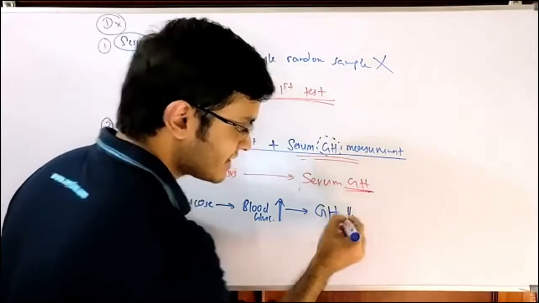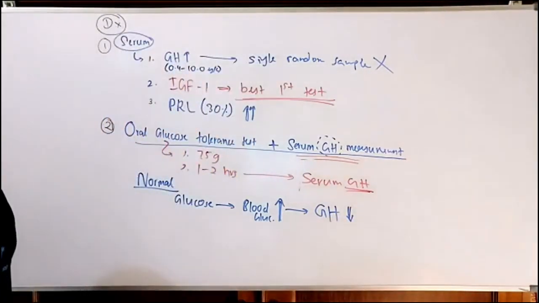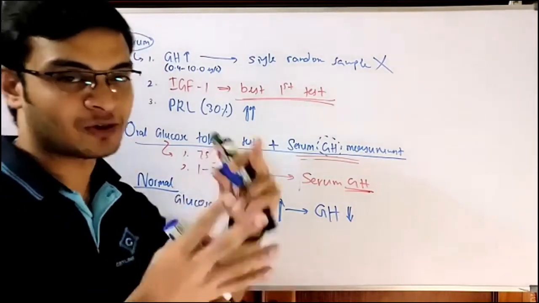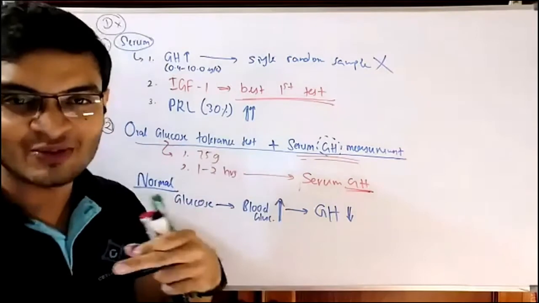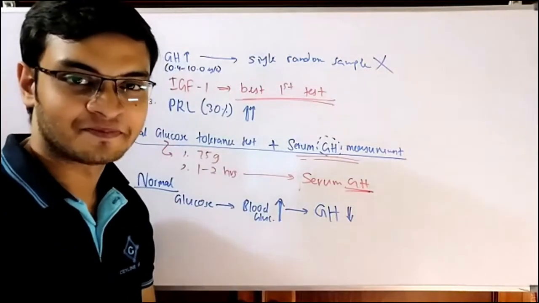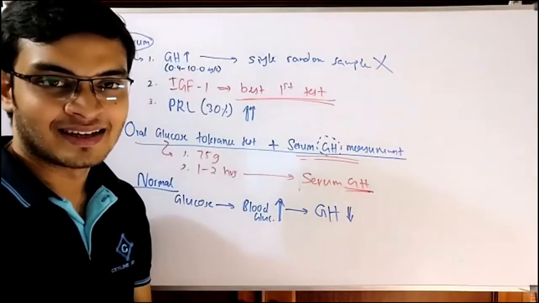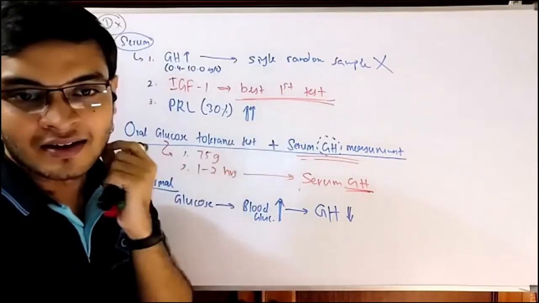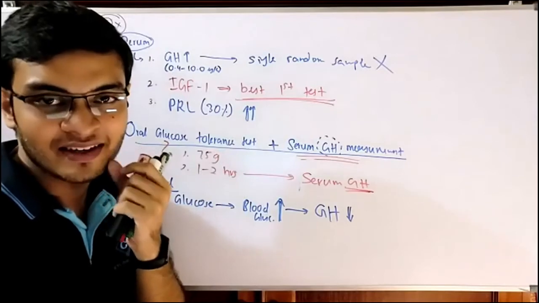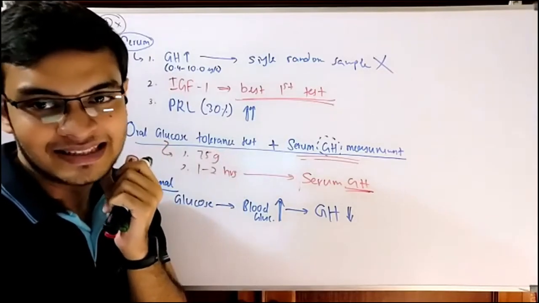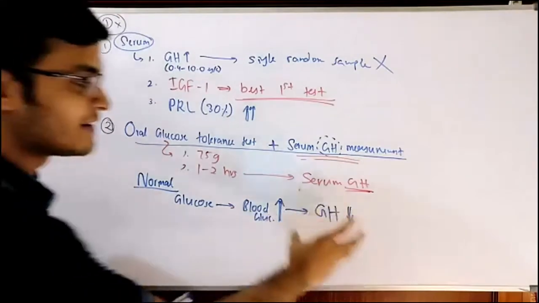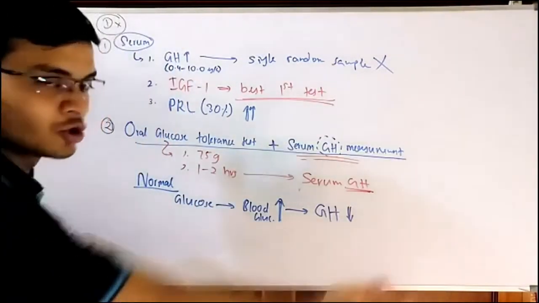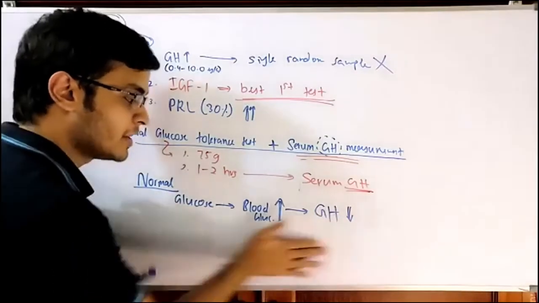Why is it reducing, guys? What happened to the hypothalamic stimuli? Which hypothalamic nuclei got stimulated? Periventricular, excellent. What about the other two? Arcuate and the? Yes, excellent. So the periventricular gets stimulated to produce somatostatin. So somatostatin comes, growth hormone goes down. This is what is supposed to happen in a normal person.